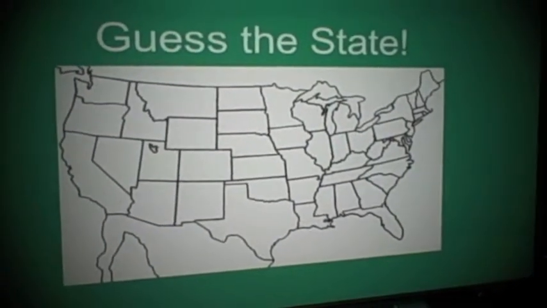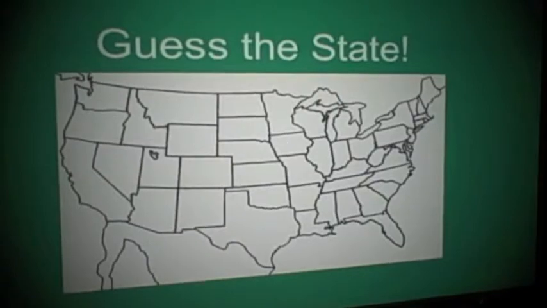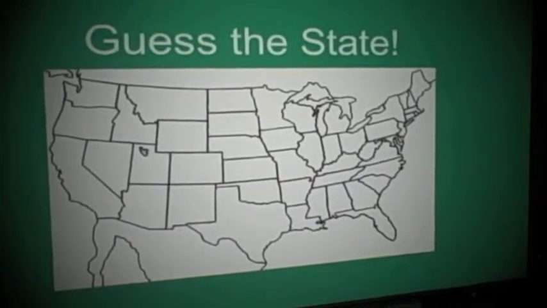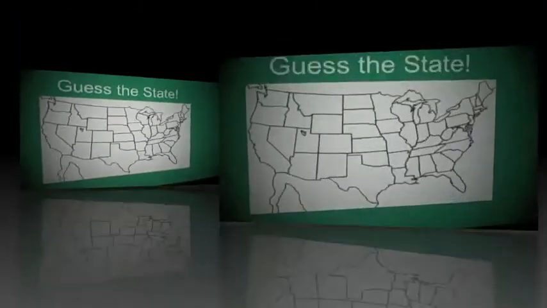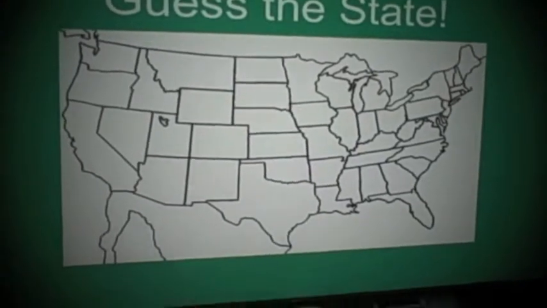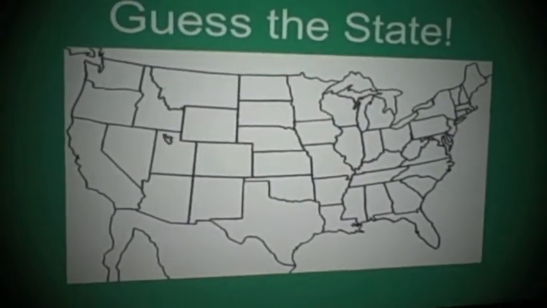Not date, of course not. For relative location, we could say the U.S. is south of Canada or north of Mexico. Now that we've reviewed absolute and relative location, we're going to play a game called Guess the State.